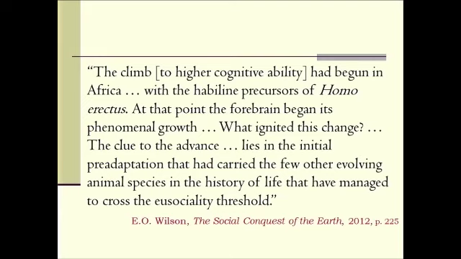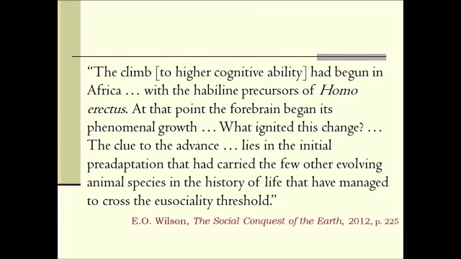He says the climb, talking about higher cognitive ability or exalted intelligence, had begun in Africa during our habilian precursors. He's talking about Homo habilis, our ancestors that lived about 2 million years ago. We know that's when the brain starts to grow. Homo habilis ancestors have no more than about 350 or so cc of brain. With Homo habilis it starts to increase very quickly, goes to 600, 800, and eventually with Homo erectus up to 1,000, and now we have our 1,300 or 1,400 cc brain. So he's saying that the increase in brain and intelligence started with Homo habilis to Homo erectus.